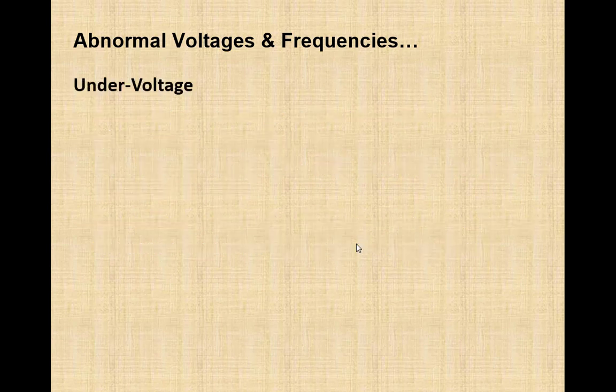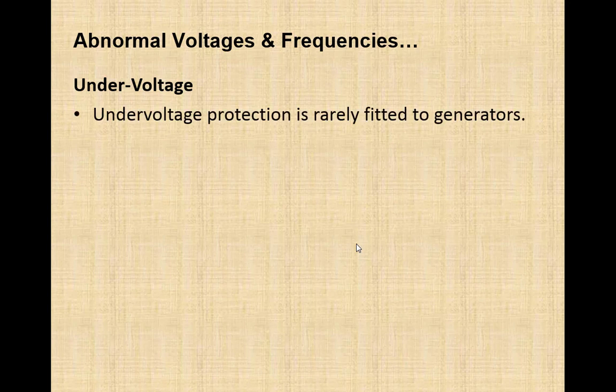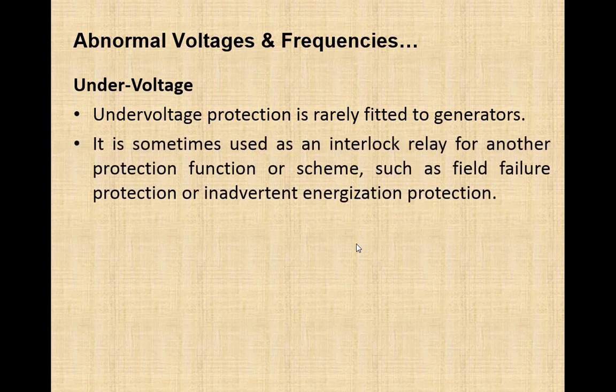Now we will discuss under voltage. Under voltage protection is rarely fitted to generators because under voltage condition does not occur in generator as long as generators are connected to the grid. So if it is used sometimes, then it will be used for interlocking applications.